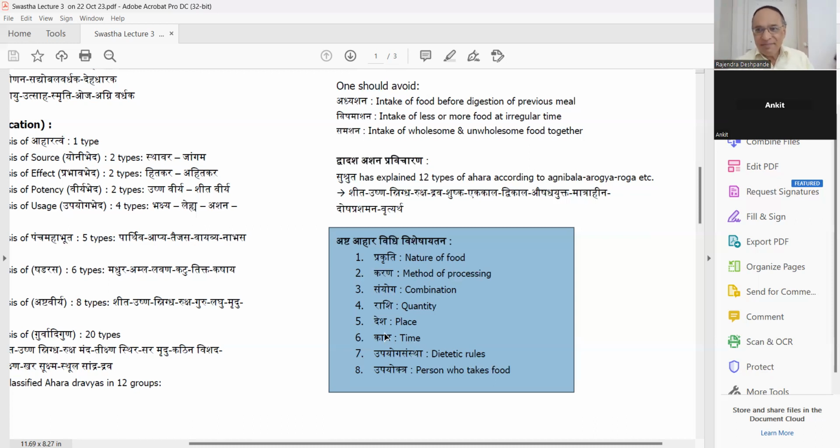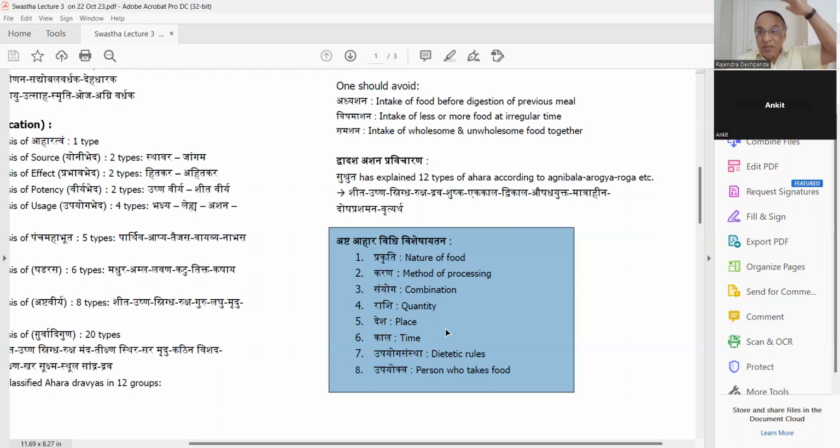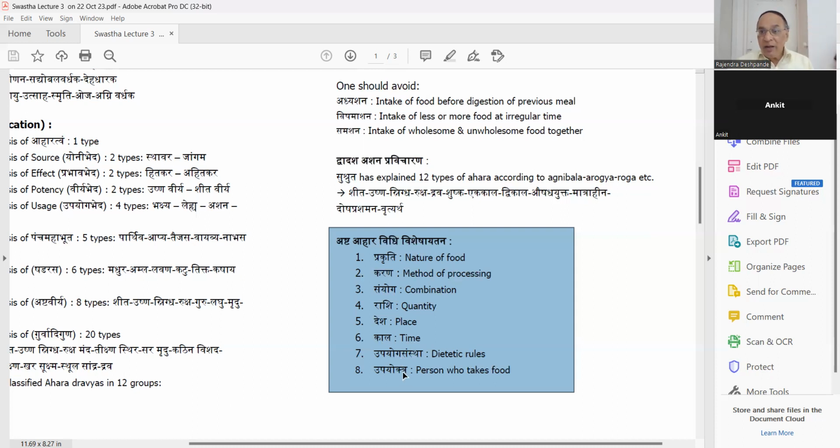And where you are living, geographically, whether in Bombay, Rajasthan, Nagpur, Chanda, Bhandara, or Assam. Jangal, Anup, and Sadharana Desh. This is also Desh. Kala, time. Proper time: at 12 noon you have to take lunch because Pitta Kal is dominant. If you take food at midnight, it is called Rakshasa Kal. Very bad. Okay. Upayoga Samstha, that is Ahar Vidhi Vidhan. Ushnam Ashniyat, Snigdham Ashniyat, Matravad Ashniyat. Upayokta: the person who is taking the food is called Upayokta.